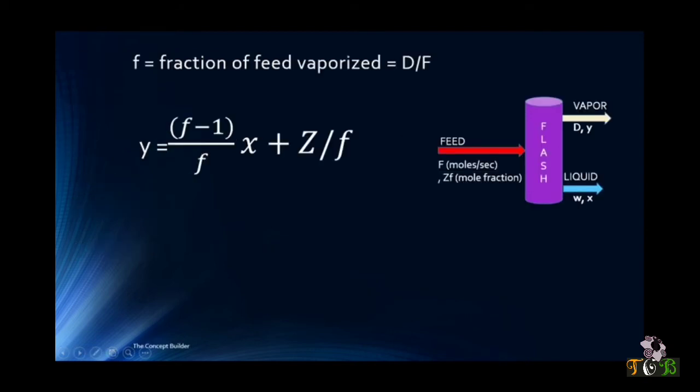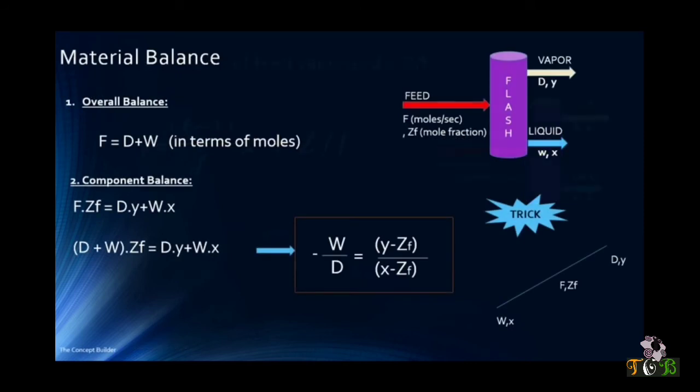Okay, so there is one more equation. If we define the fraction of feed vaporized, which is D by F, because D is the vapor formed and F is the feed we initially had, so D by F is the fraction of feed vaporized, and we define it by the small f. If you define this small f over here, then we can get this equation. And how did we get this equation? We got this from our material balance.